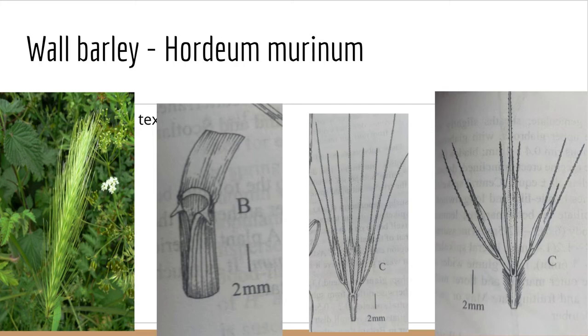Wall barley, or Hordeum murinum. So wall barley is an annual that grows up to 70 centimetres tall. There is a pedicel, however it does not exceed 0.6 millimetres. So you wouldn't expect there to be a pedicel, however there is one present, but it doesn't exceed 0.6 millimetres. It flowers late May or early June to mid-August, or even as late as early October. Wall barley is common and widespread throughout lowland England and Wales.